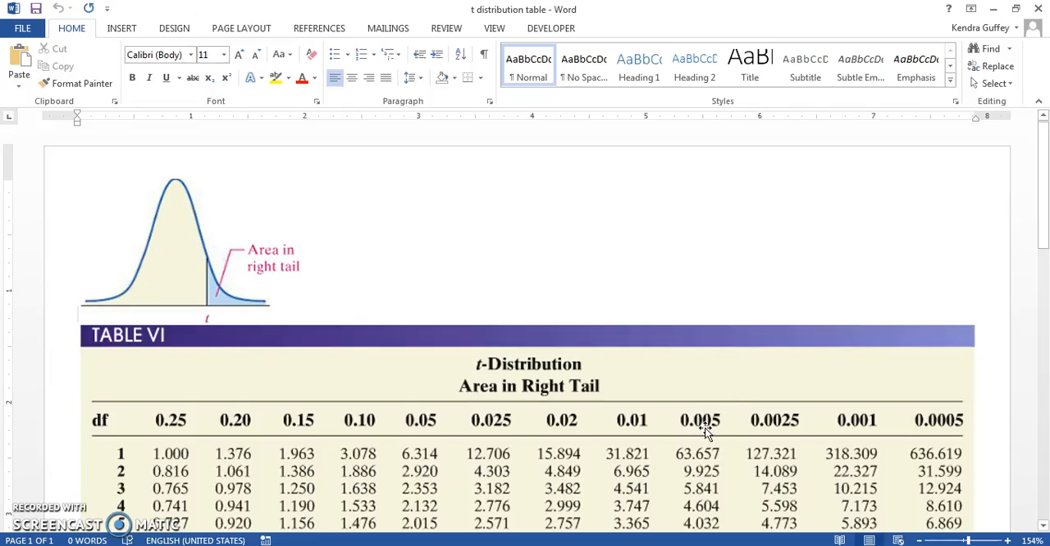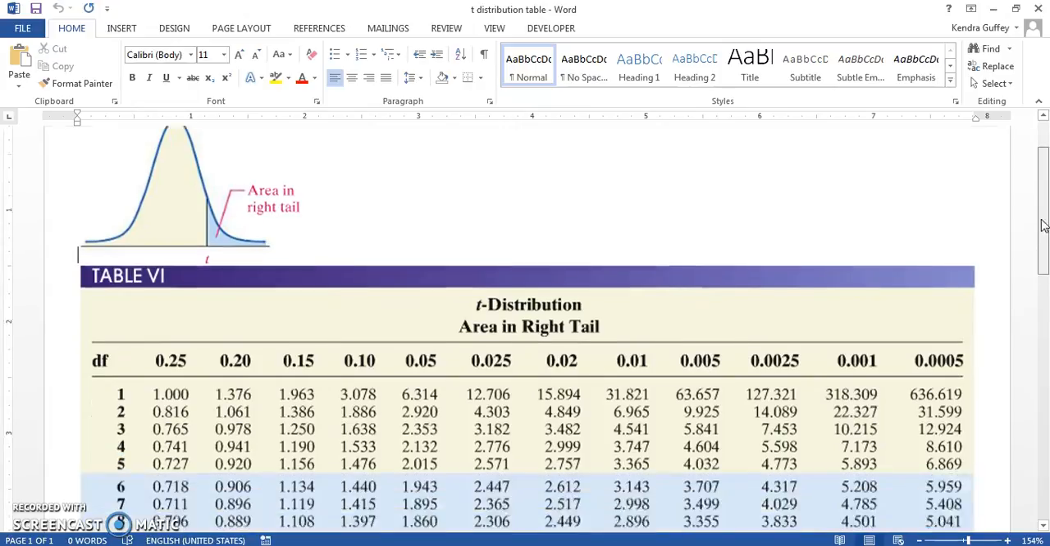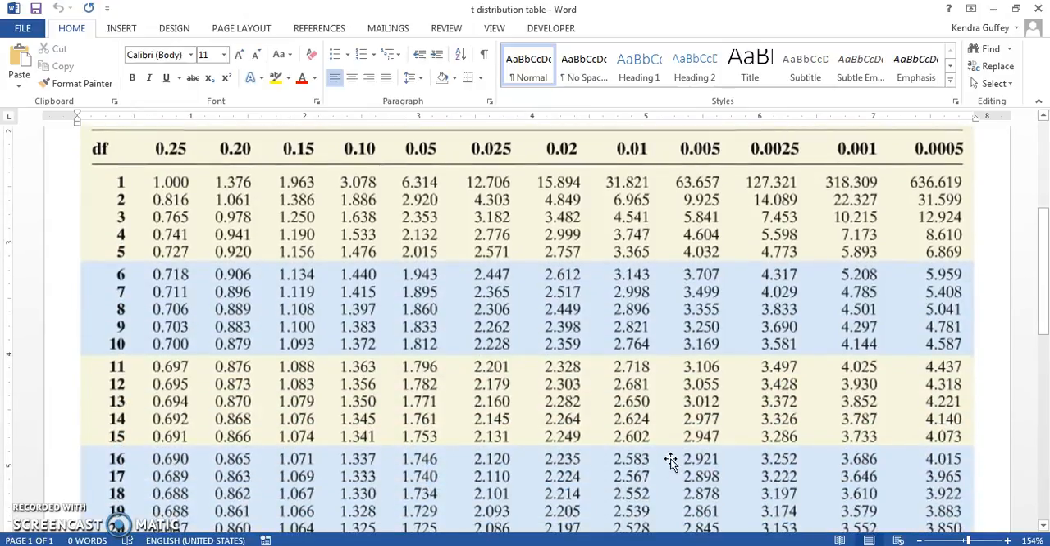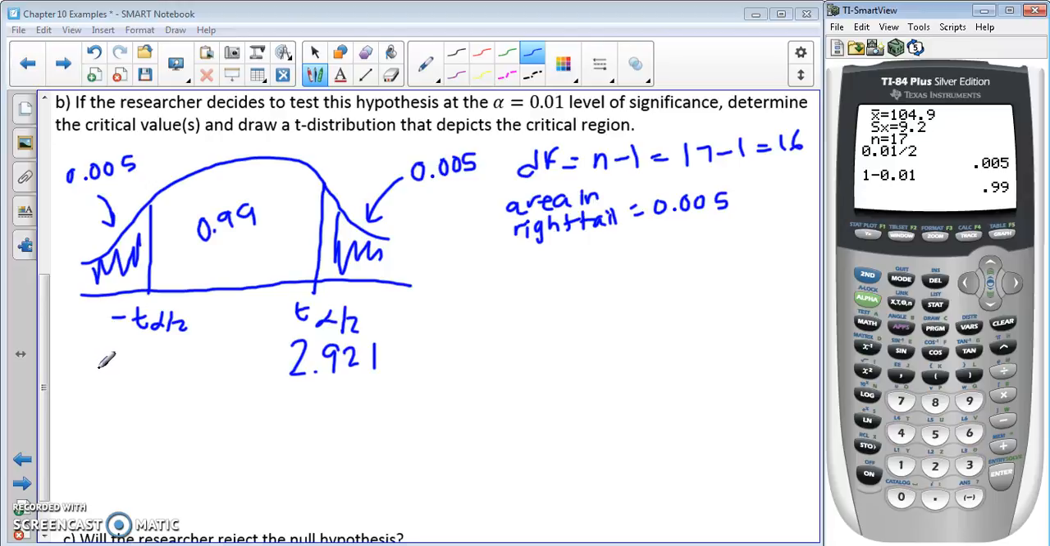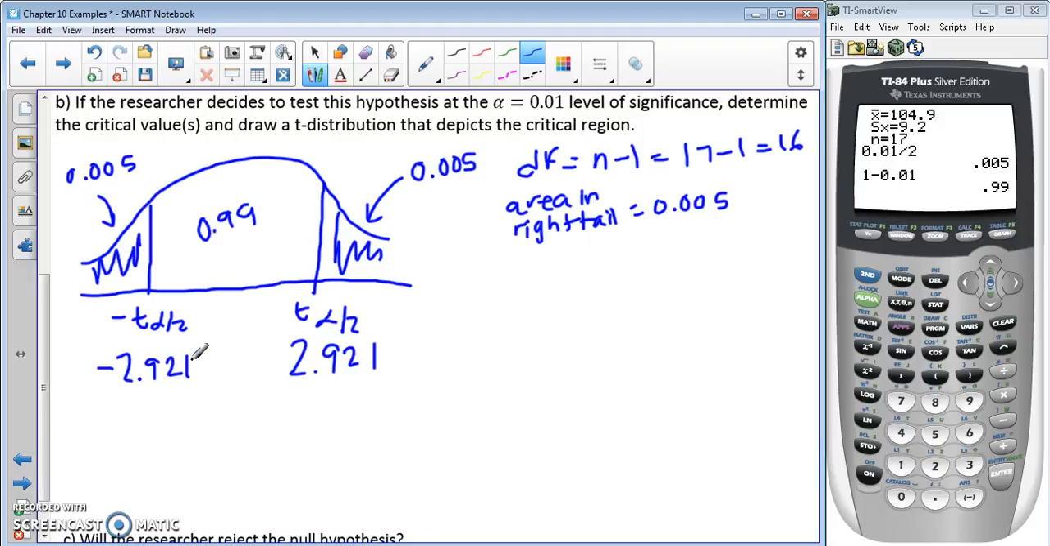0.005 and then 16 degrees of freedom, we get 2.921. So that gives us this one, 2.921, and then by symmetry, this one is negative 2.921. So we have to use our table there to find those values.